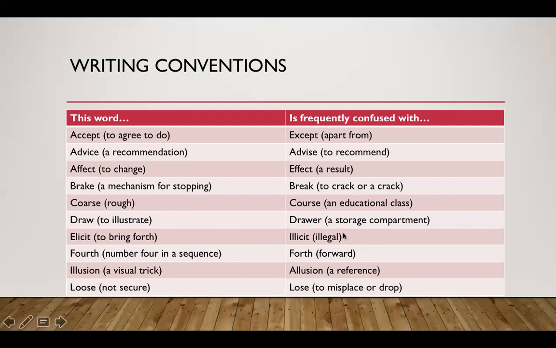Okay, moving on. Fourth, it's a number 4 in a sequence, and then forth without the U means to bring forward. Illusion is a visual trick. Allusion is a reference to something. And then you have loose, meaning not secure, and then lose, meaning to misplace or drop.